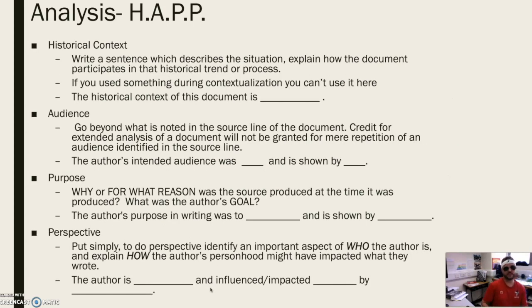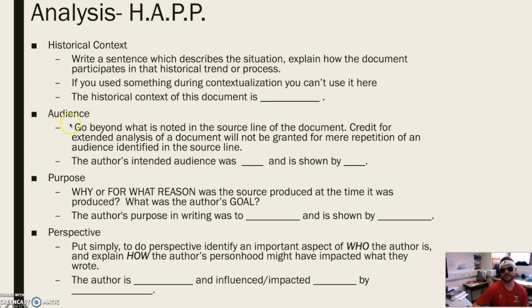If you use historical context, you're going to write a sentence which describes the situation, and explain how the document participates in that historical trend or process. If this is one of your analyses, it cannot be something you have in your contextualization, and it cannot be something you have in your extra evidence at the end. So be mindful of that, all right? This is what your sentence should look like. The historical context of this document is blank, right? So that's what your sentence should be.